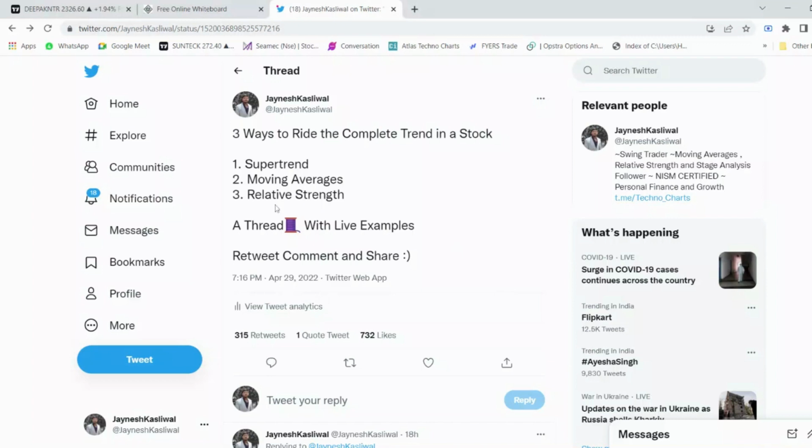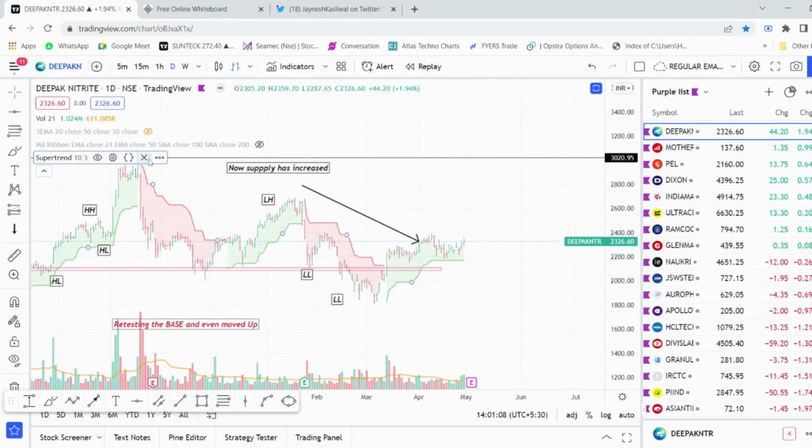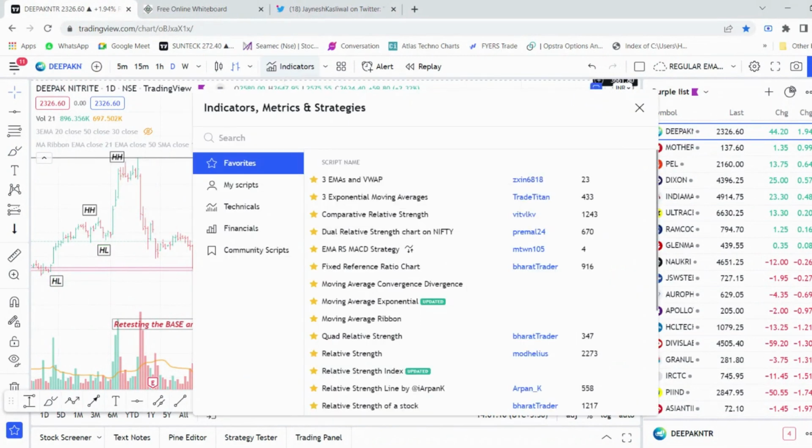using the relative strength. Now, you might know all three indicators, but we need to know how to understand and how to apply these indicators correctly. So super trend is a trend following indicator. How can you apply a super trend? Let me apply it in the charts.